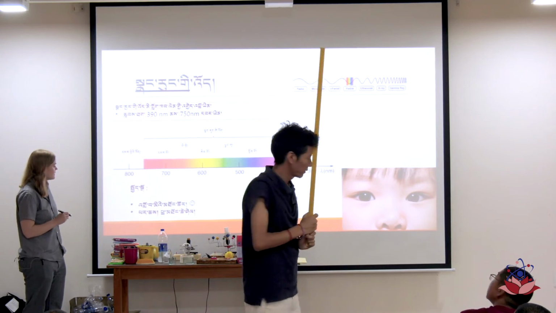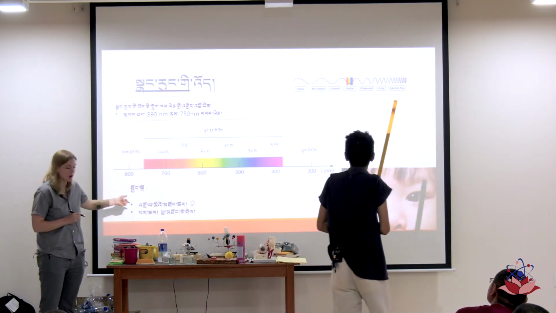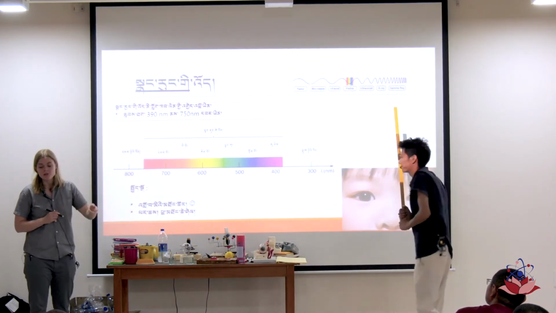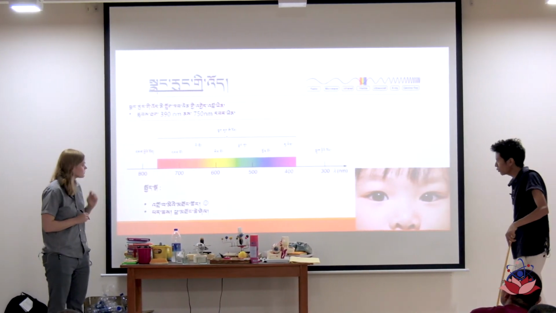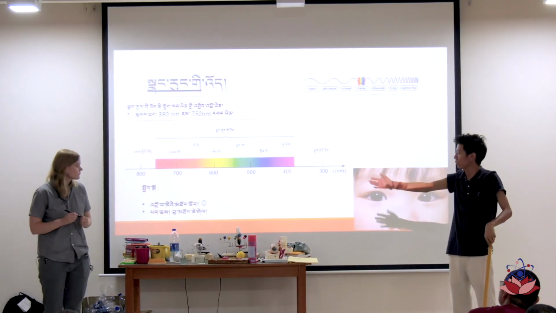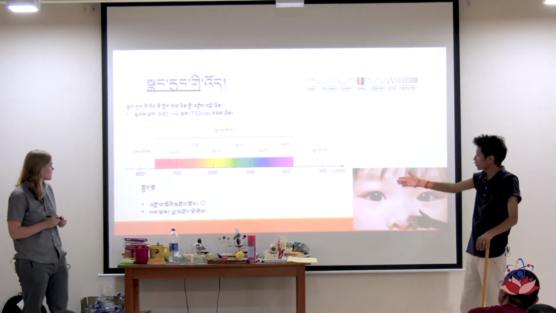So visible light is obviously the basis for our human vision, and we use visible light mostly for microscopy and things like that.